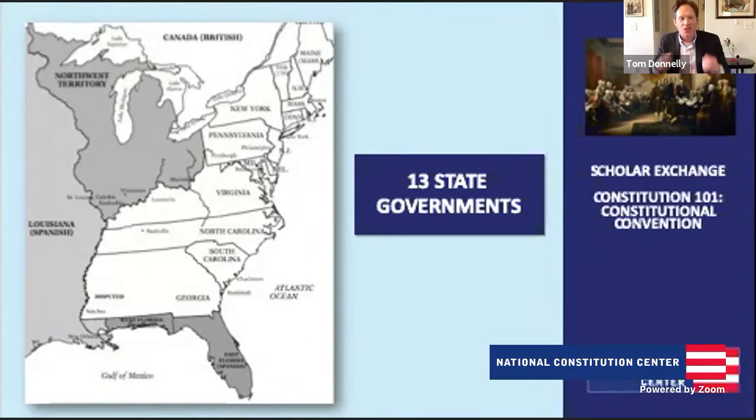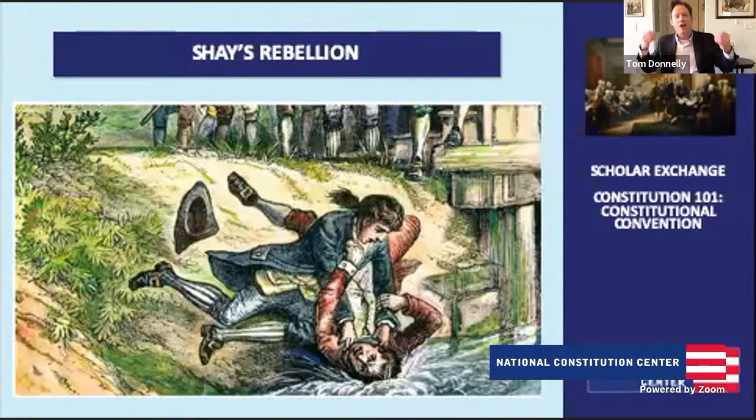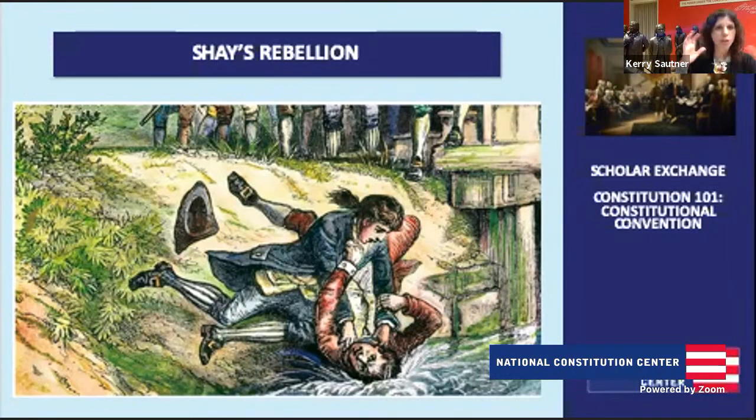And so what brings us to the precipice of the convention here, Kerry? It's Shays' Rebellion. It's for people like Washington, for people like Hamilton, for people like Madison, this concern that we might move towards mob rule. And so what happens with Shays' Rebellion? Yeah, I'm sorry, Kerry, yes.